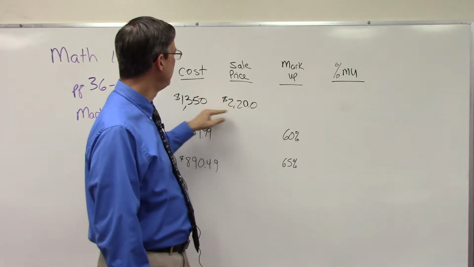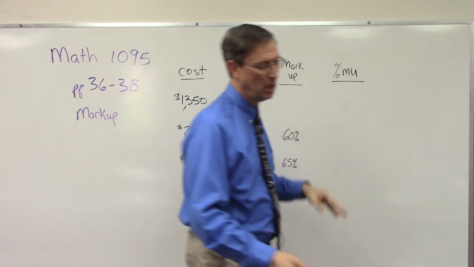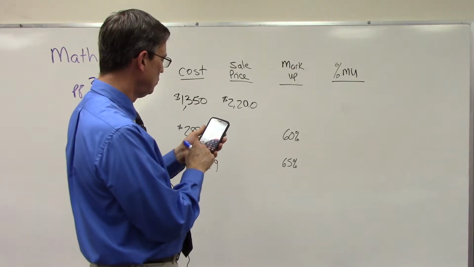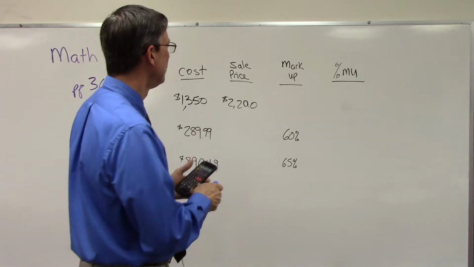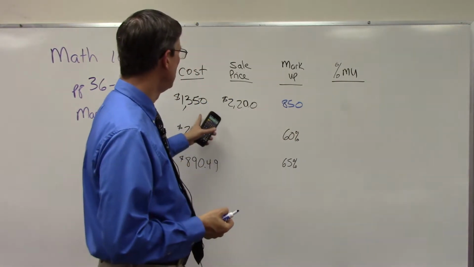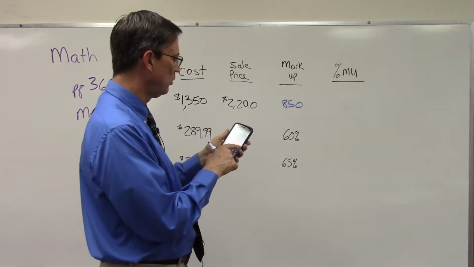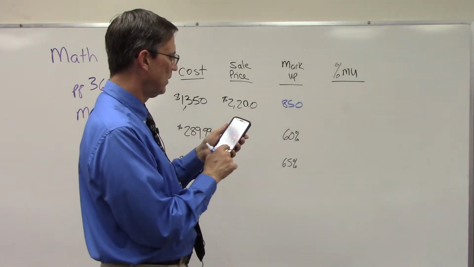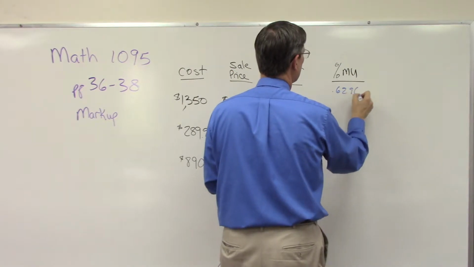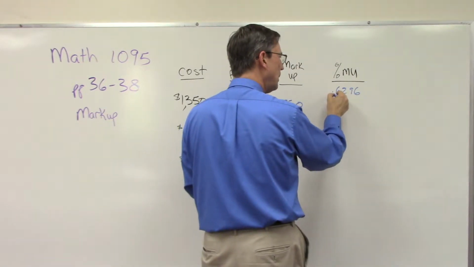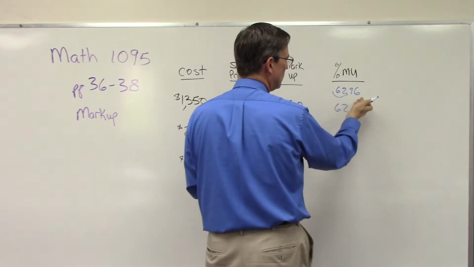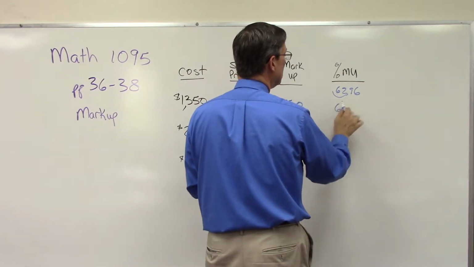Okay? So real simply, if you know these two prices, the cost and the sale price, that's a piece of cake. We just subtract. All right? So I'm doing the wrong number here. 2200 subtract 1350, and my markup is 850. Now the markup is always based on the cost, okay? So the percent markup would be 850 divided by 1350, and that would be 0.6296. But then I need to turn that into a percent, so I move the decimal twice, and I get 62.96, which when you round that off is going to become 63%.